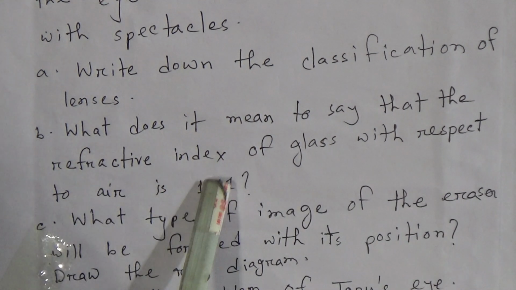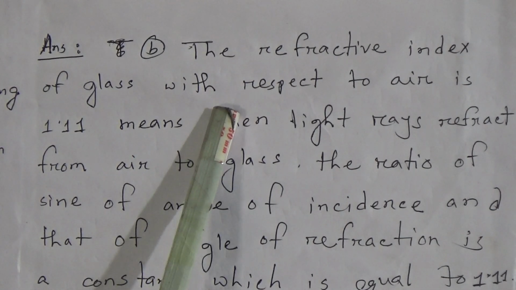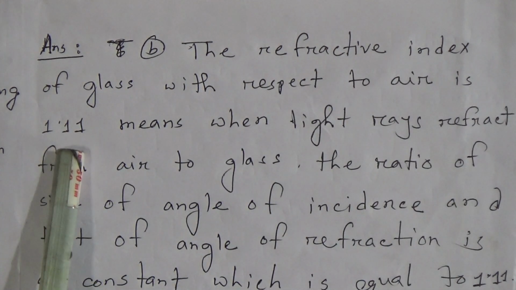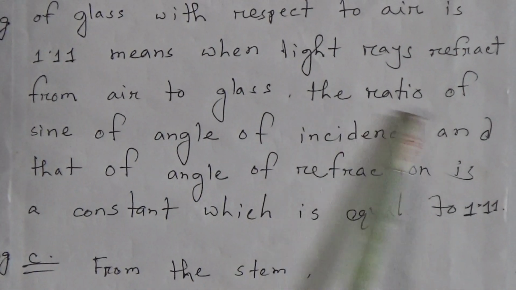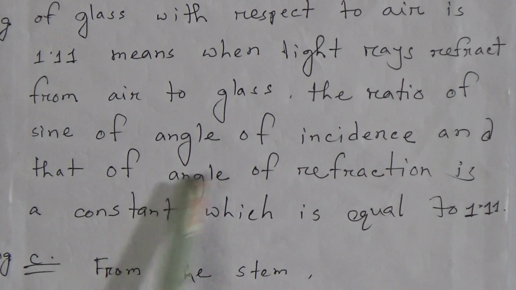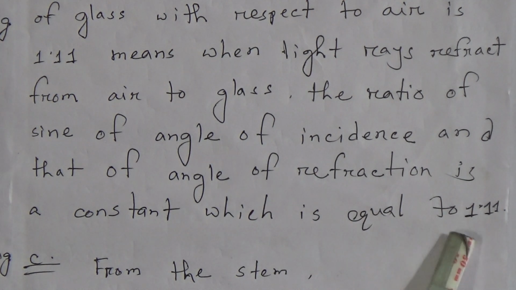is 1.11? My dear students, first of all you have to know what refractive index is. Okay, so refractive index of glass with respect to air is 1.11, means when light rays refract from air to glass, the ratio of the sine of angle of incidence and the sine of angle of refraction is a constant which is equal to 1.11. That means refractive index n equals 1.11.